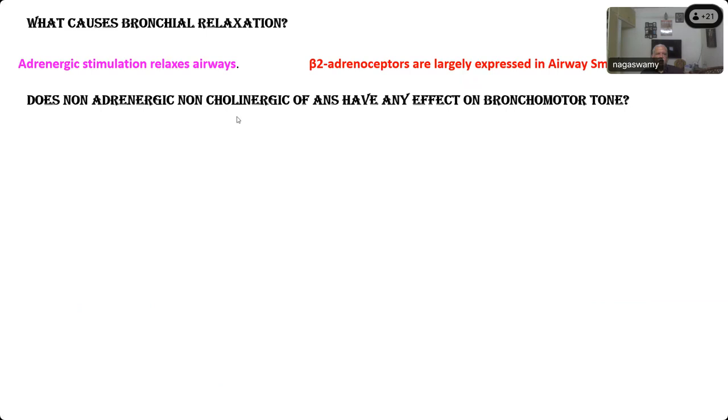Do non-adrenergic, non-cholinergic parts of the autonomic nervous system have any effect on bronchomotor tone? So normally we classify the autonomic nervous system into sympathetic and parasympathetic. Now there is a third group which is also described in the books, which is called the non-cholinergic, non-adrenergic part of the autonomic nervous system. So NANC, as they are called.